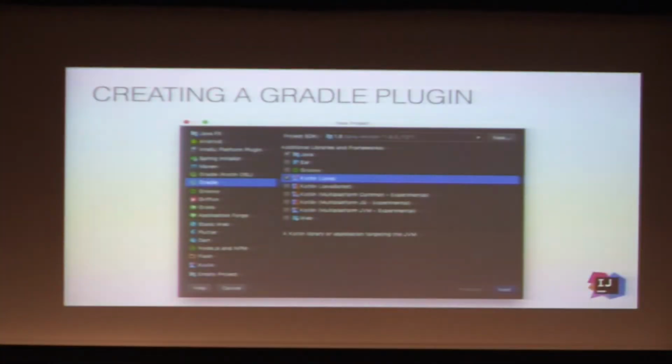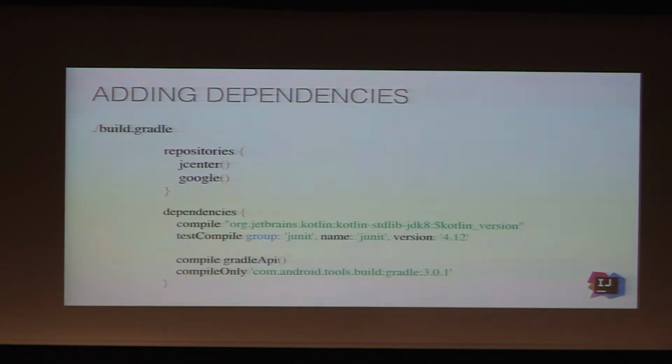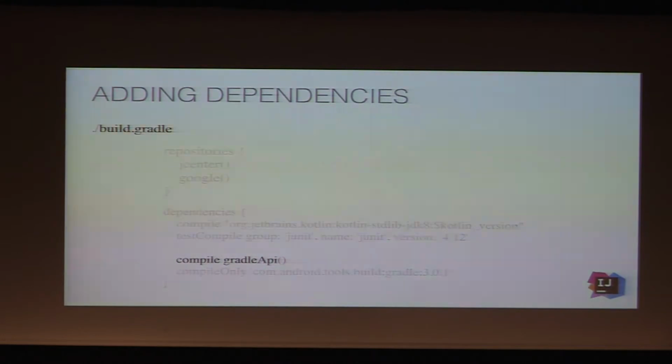So to create a Gradle plugin, we're going to just create a Gradle Kotlin project. We're going to update some dependencies here just to be on the same page. I know 4.7 already went out. Those slides are already a little bit outdated, but things are still relevant for that. We're going to add dependencies to two main things.